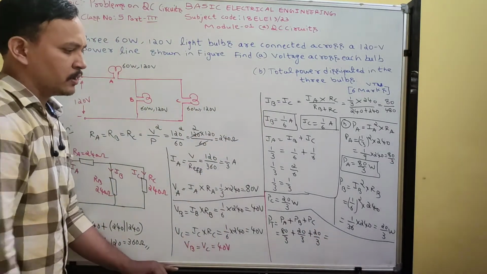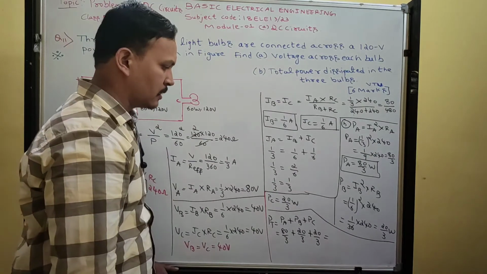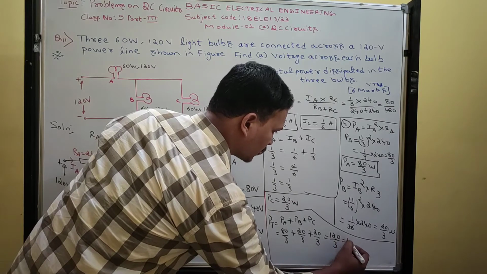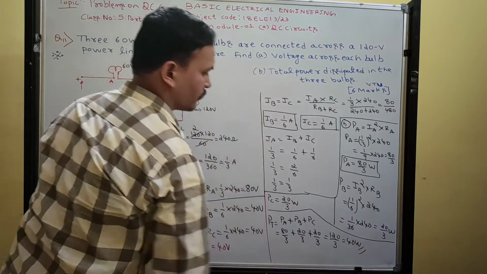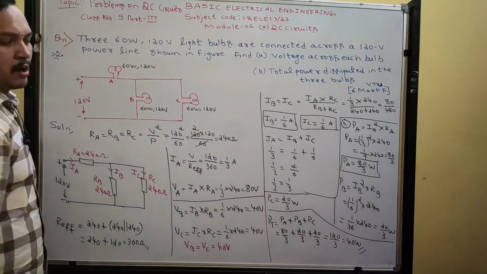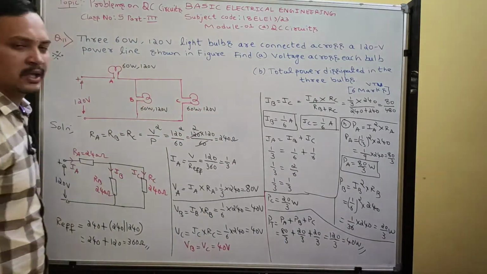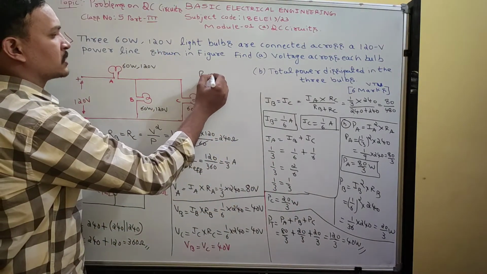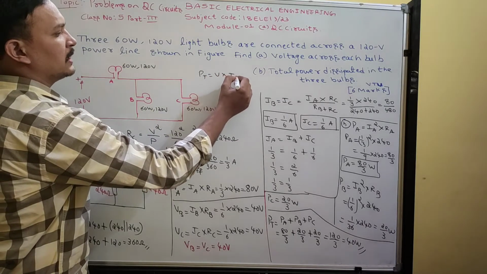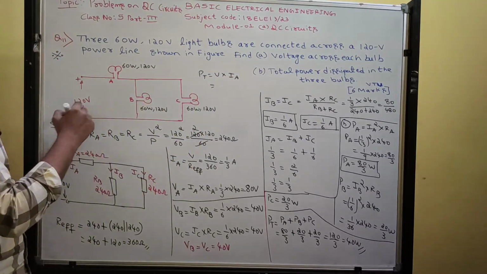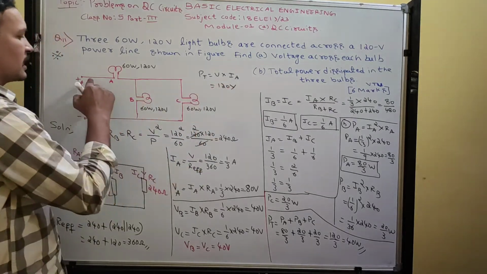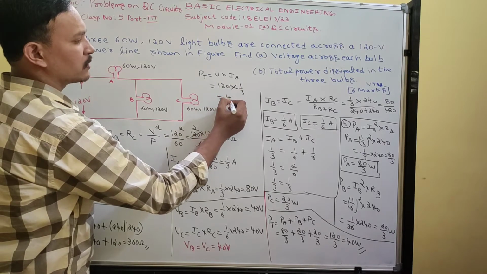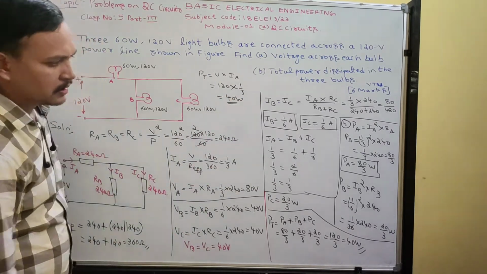In the numerator, 80 plus 20 is 100, 100 plus 20 is 120. So 120 by 3 is equal to how much? 40 watts. So the total power dissipated by all the three bulbs is 40 watts. You can use this formula. Otherwise, total power is equal to V into IA. What is the voltage connected across the circuit? 120 volts. What is the current flowing through bulb A? 1 by 3. So 120 by 3 is obviously 40 watts. Got it?